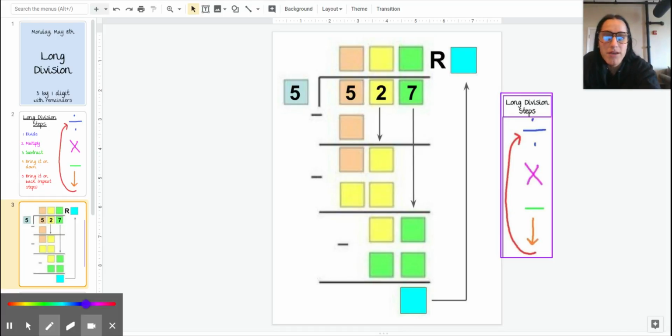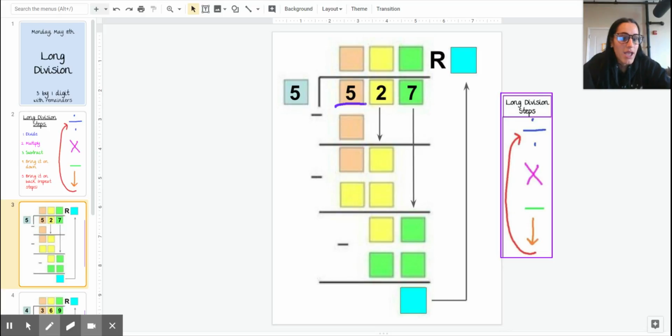So first, we're going to be looking at our 5, which is in our hundreds place. And we're going to divide because that's our first long division step. So we're going to ask ourselves, how many times can 5 go into 5? And well, I know the answer is 1. So I'm going to write a 1 up top right above the 5 that I just divided. And I'm going to check off that, yes, we have divided.